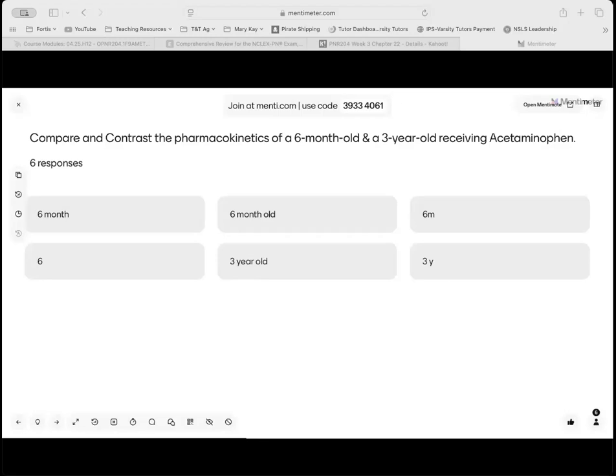How is acetaminophen transported through the body? Do we know what its carrier is? Is it the liver? That's where it's going to be metabolized, but what moves it through the body? Does it travel in water or fat? Yeah, so it's going to travel in our water. Who's going to have the higher percentage of body water?